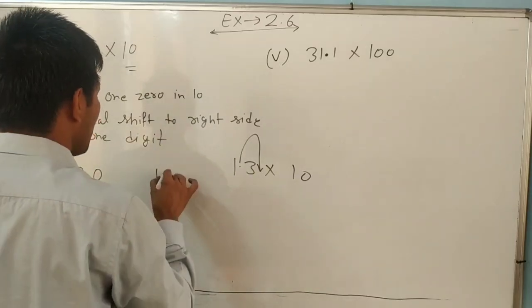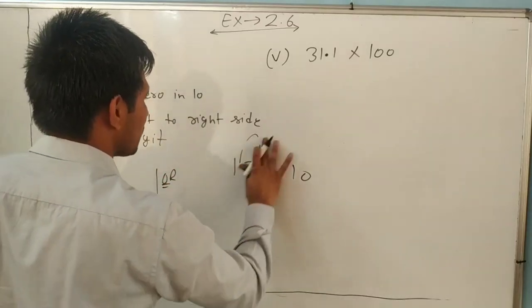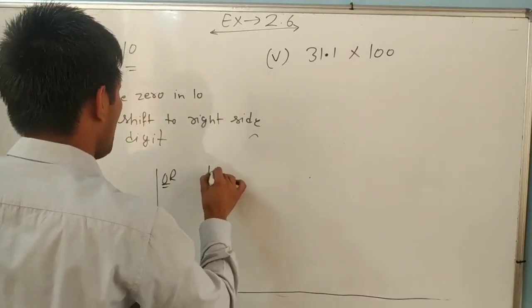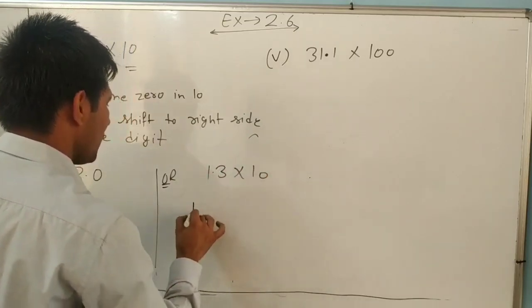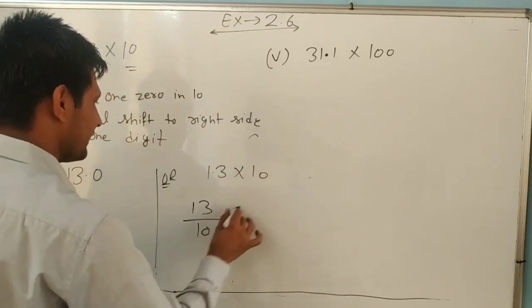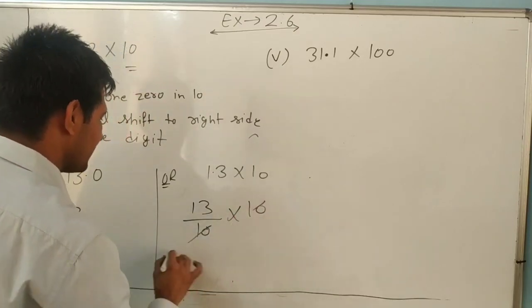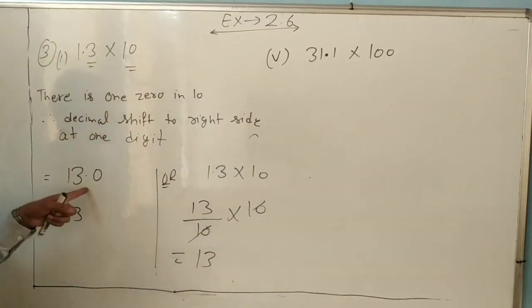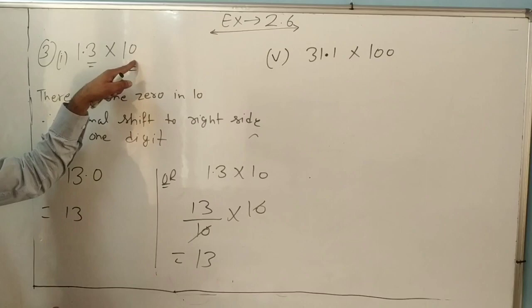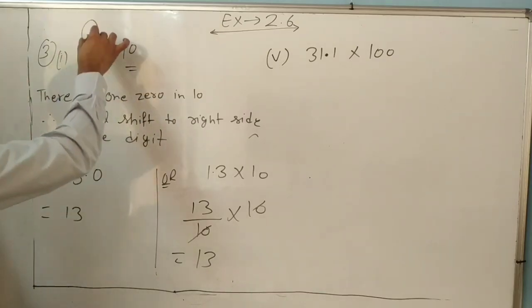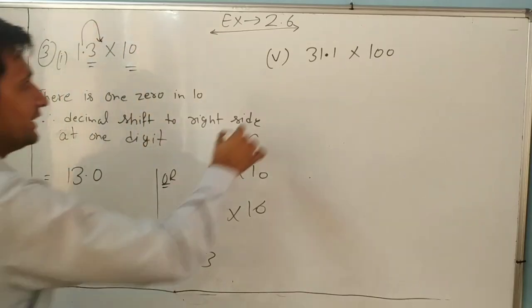Understand here? Or we can solve it like this also: 1.3 into 10. Remove the decimal, 13 into 10, 10 cancels 10, how much? It is 13. Understand? How many 0s? 1. So therefore the decimal is shifted 1 digit. Understand? Same as it is for the fifth part.